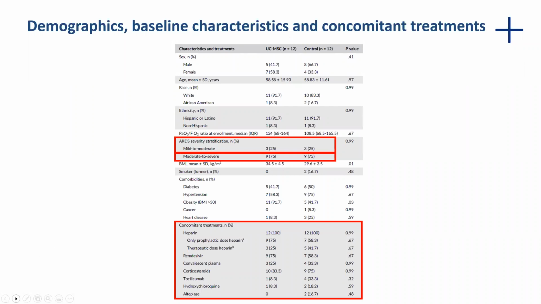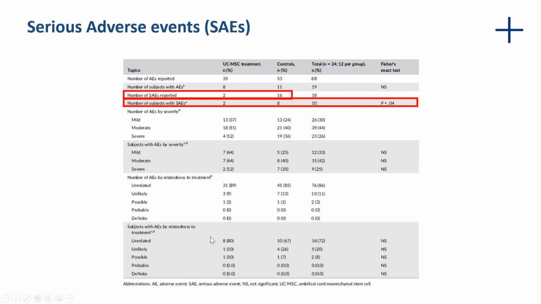The researchers reported on serious adverse events found between the 2 groups. 2 serious adverse events were observed in the umbilical cord group and 16 severe adverse events in the control group. So fewer serious adverse events, and this is not necessarily due to the treatment, it was more serious adverse events from the disease.